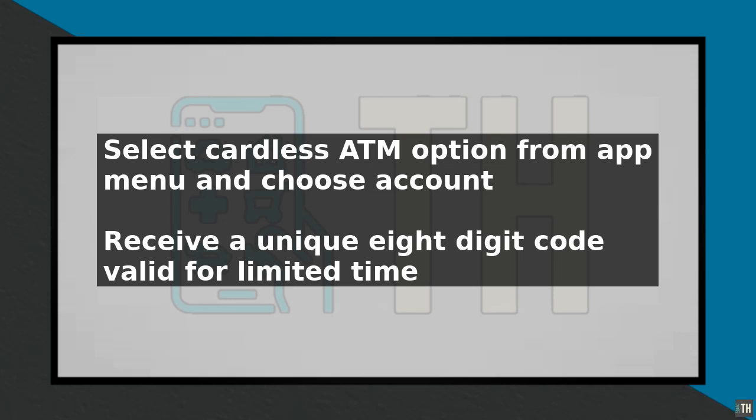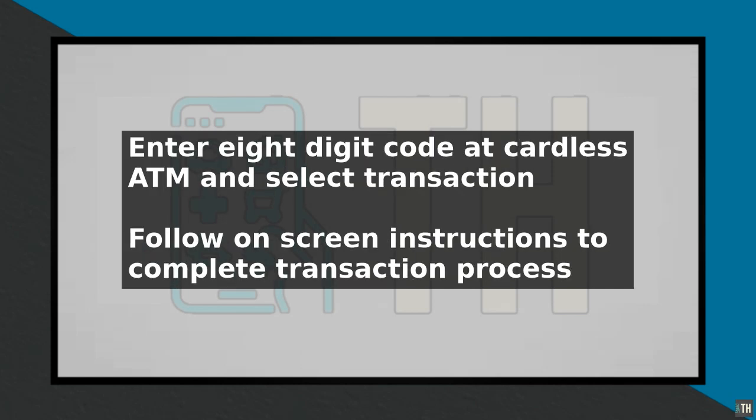Go to the Cardless ATM and select the Cardless ATM option on the screen. Enter the 8-digit code you received from the app and select the type of transaction you want to perform, such as withdrawal or deposit. Follow the on-screen instructions to complete your transaction.